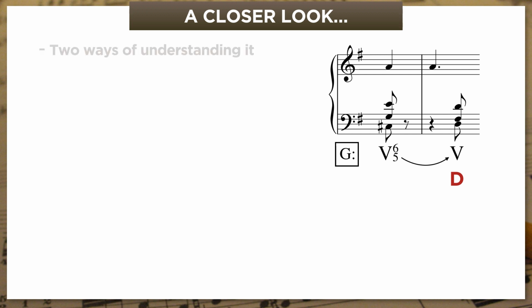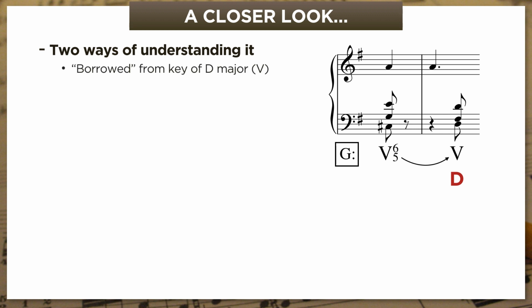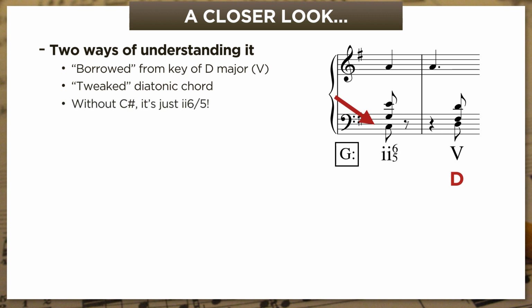First, we can actually understand it in 2 totally different ways. On the one hand, we can think of it as a chord that's been borrowed from the key of D major. When we're actually in D major, A dominant 7th is the dominant. But we can also think of it as a chord we do normally find in G major, just tweaked a bit. Without the sharp, this is just a ii6/5 chord, something we see all the time. So we can think of this chord as a ii6/5 whose bass has been pulled up chromatically from C to C sharp.